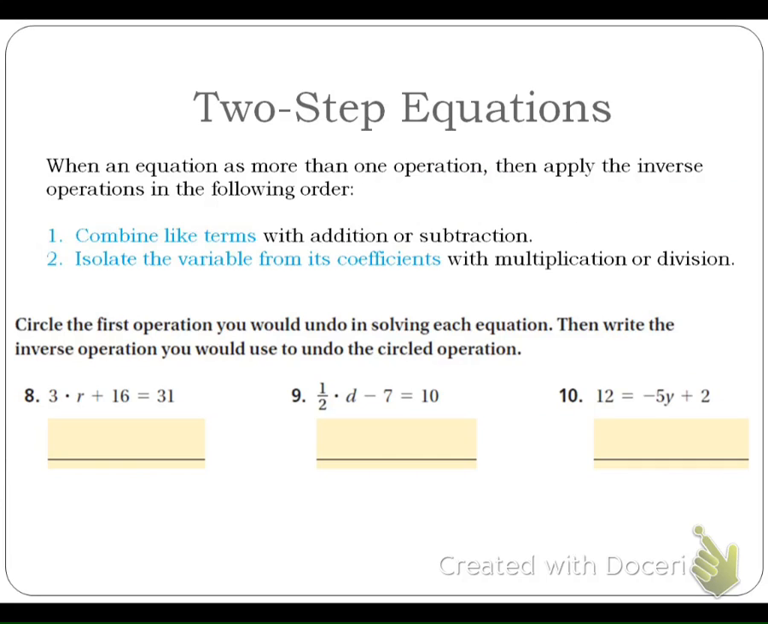So I'm going to get my pen out. Okay. So in the first problem, problem 8, it says 3r, which means 3 times r, plus 16 equals 31. So you must do any addition or subtraction first, so that means we need to get rid of this constant first. That plus 16 is currently what's being added to r, so the inverse of that would be subtraction, or subtract 16.